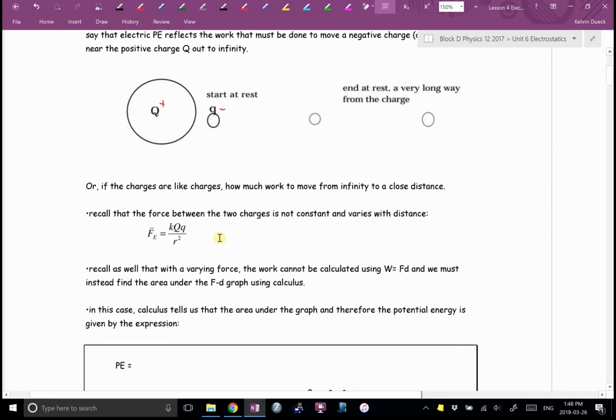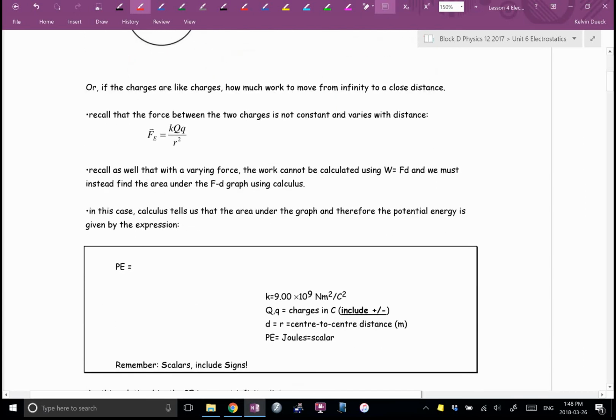Recall that the force between two charges is not constant. It varies with distance. It's K, Q1, Q2, or big Q, little q over r squared. Recall also that with the varying force, we cannot use force times distance because the force is changing. Instead, we have to find the area under a force versus distance graph using calculus. You don't know calculus, so I'm out of luck there. I'm just going to tell you that potential energy for electricity is K, big Q, little q over R.